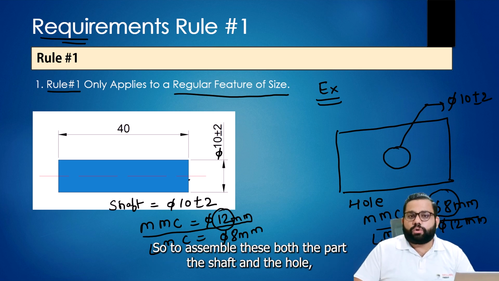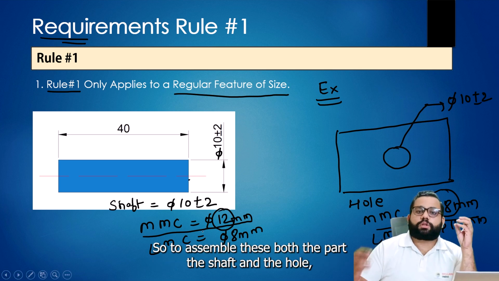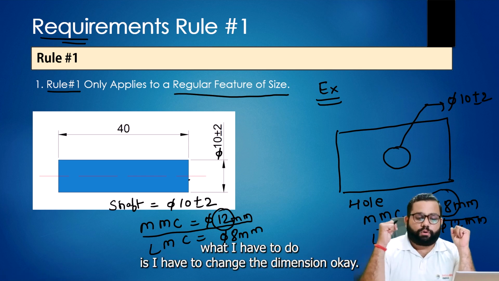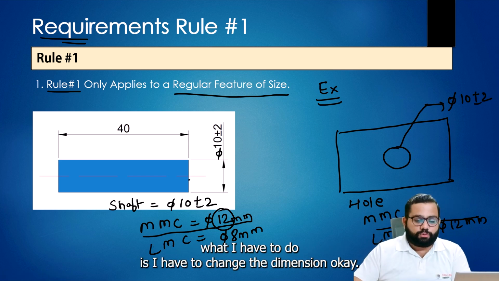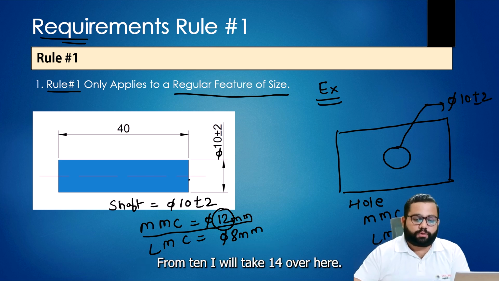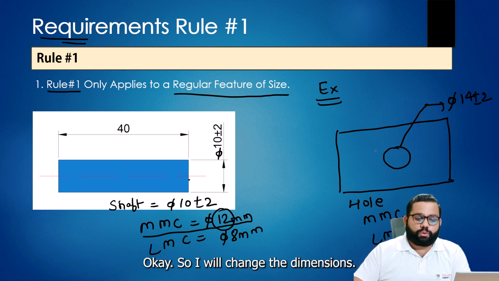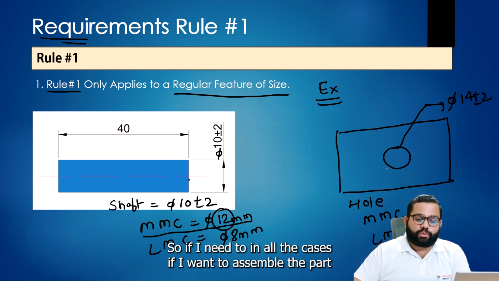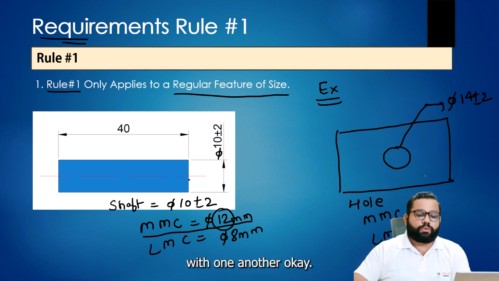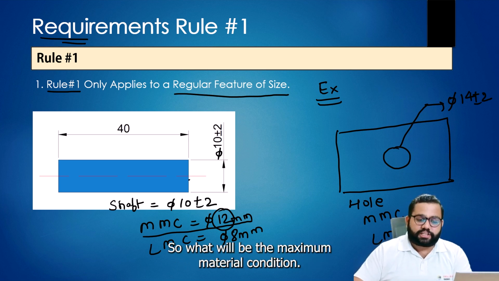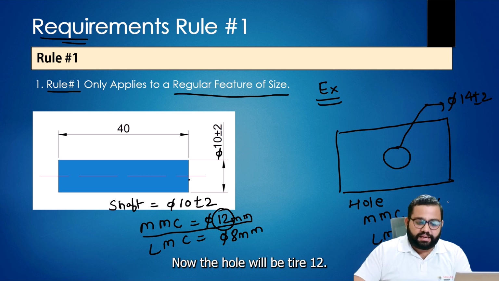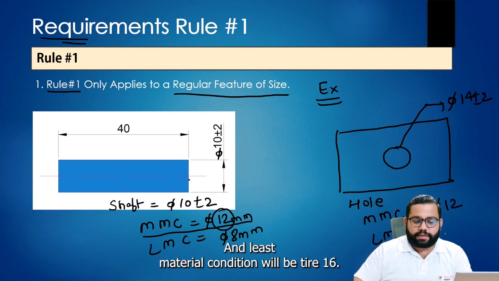So to assemble both parts, the shaft and the hole, I have to change the dimension. From 10, I will take 14 over here. So I will change the dimension, because in all cases I want to assemble the parts with one another. So what will be the maximum material condition of the hole now? It will be diameter 12 mm and the least material condition will be diameter 16 mm.